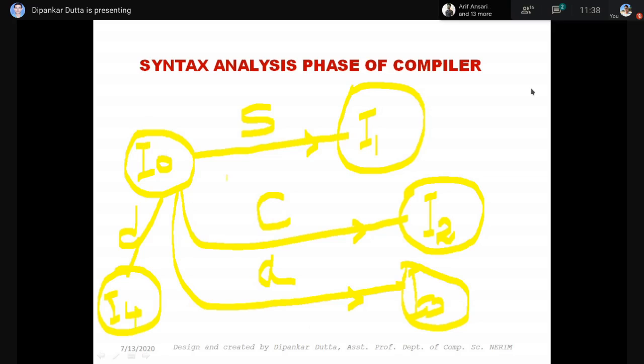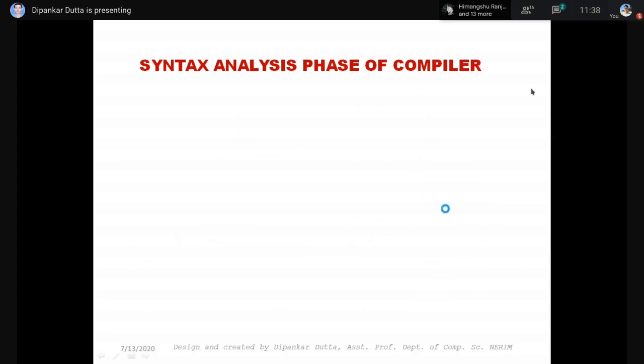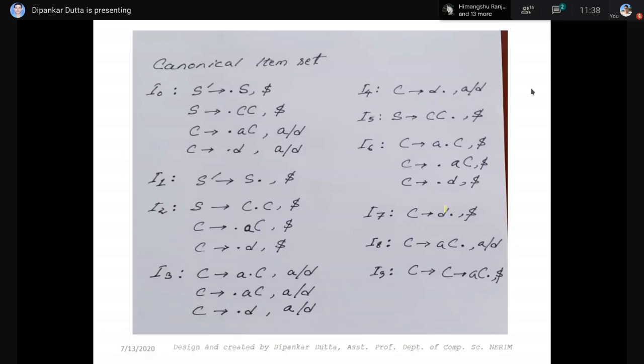So what are the input symbols in I0? They are capital S, capital C, small a, and small d. And what are the output symbols from the item set I0? These are I1, I2, I3, and I4. Similarly, we can go for the others also.